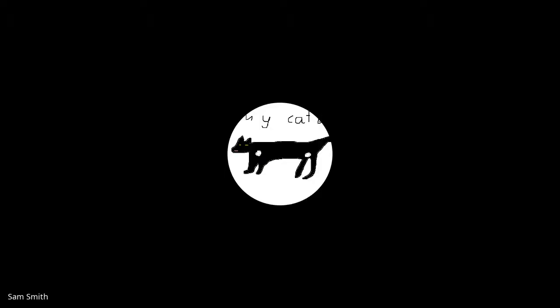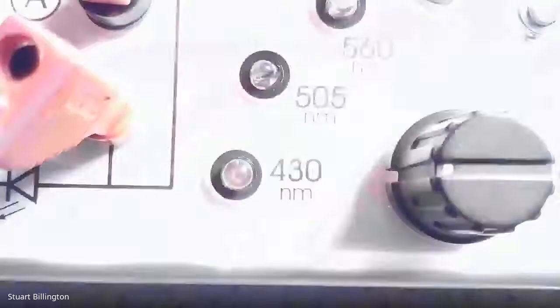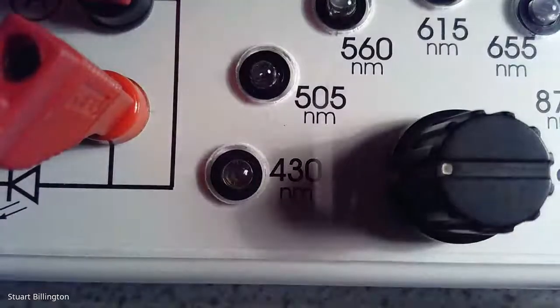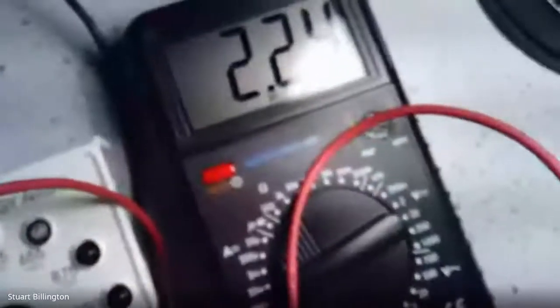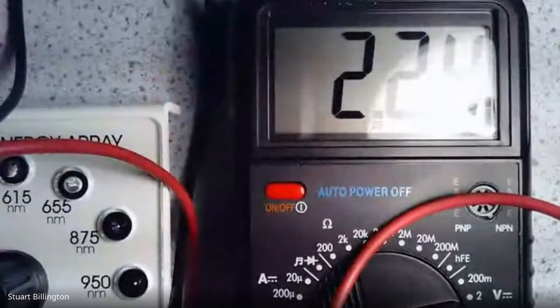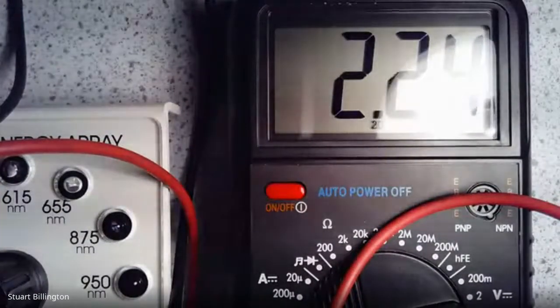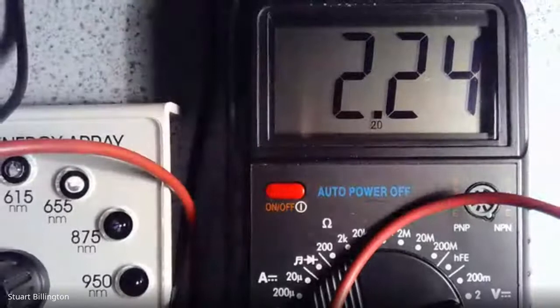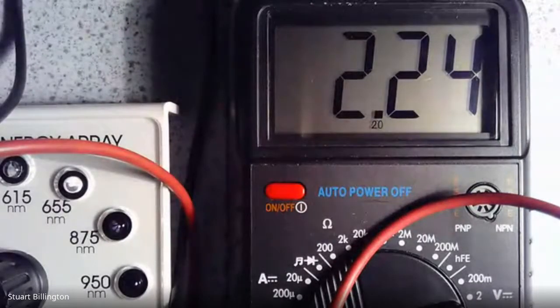I'm too far away from my monitor to see it properly. I think right now is like the limit. Yeah? Yeah, that's pretty good. Okay, let's have a little look at that then. So that's coming in at 2.24. So if you scribble down 2.24 as your threshold PD for the 430 nanometers.